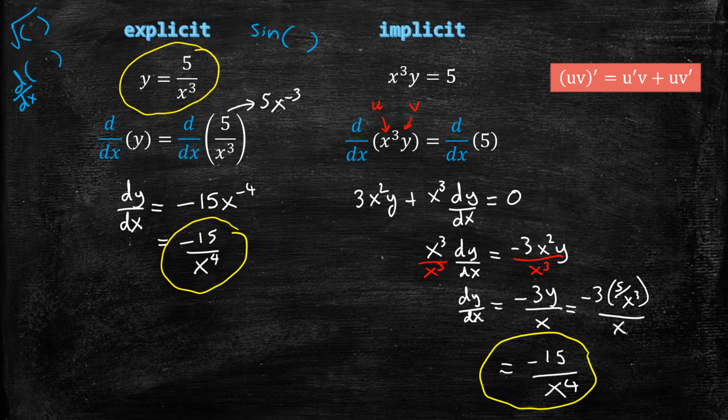Wow, that was a lot of work to prove the same result, which on the explicit side was much easier to find. So why would we bother going through all that work to find the derivative? And the reason is because there are some equations which cannot be expressed as explicit ones, and can only be analyzed as implicit.